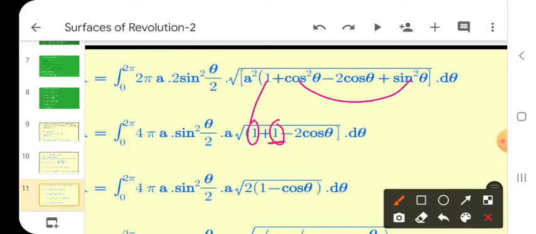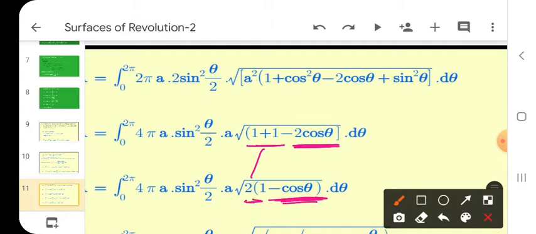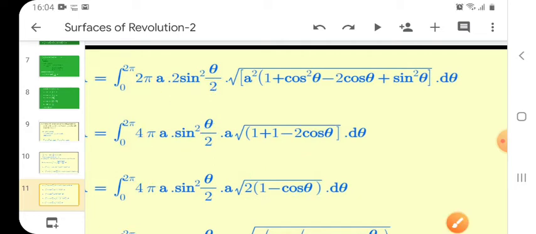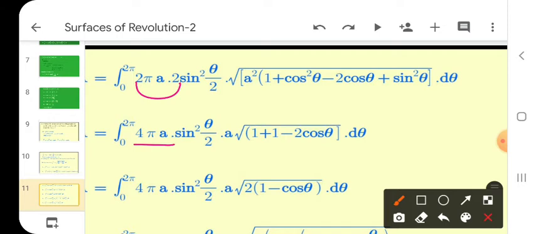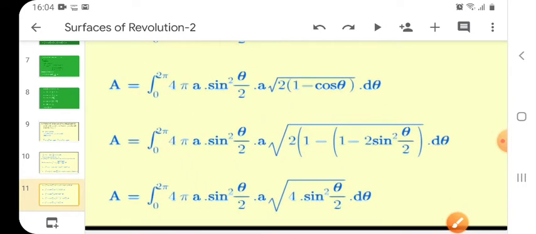Here again we have another 1, and this is minus 2 cos theta. So 1 plus 1 is 2, and here also we have minus 2, so I take 2 common. What is the remaining term? 1 minus cos theta. Both remaining terms are the same. Okay, 2 into 2 is 4 pi a sin square theta by 2. Here also I write the same, 2 pi a sin square theta by 2.